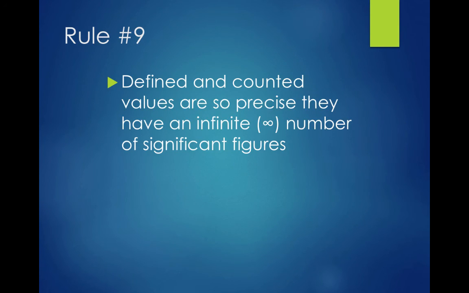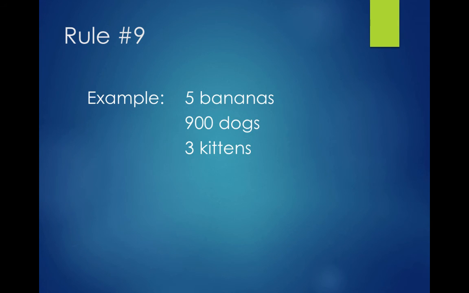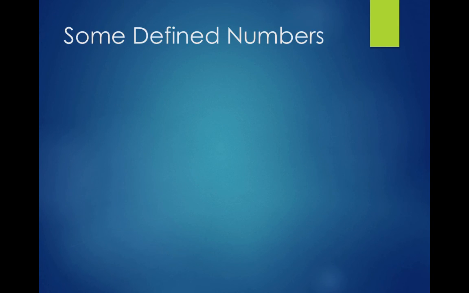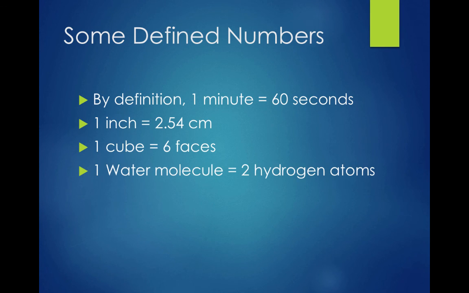Rule number 9. Defined and counted values are so precise they have an infinite number of significant figures. There is no uncertainty in the number being used. Example. There is no uncertainty that there is exactly 5 bananas. There is no uncertainty that there is exactly 900 dogs. Nor is there uncertainty that there is exactly 3 kittens. Some defined numbers are 1 minute is 60 seconds, 1 inch is 2.54 centimeters, 1 cube has 6 faces, 1 water molecule contains 2 hydrogen atoms.